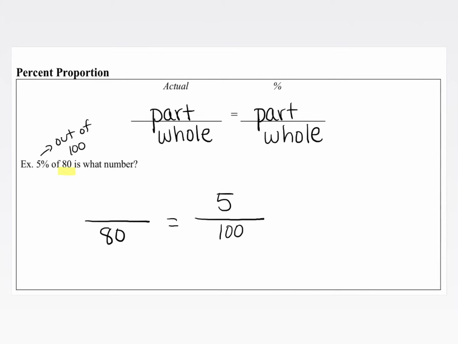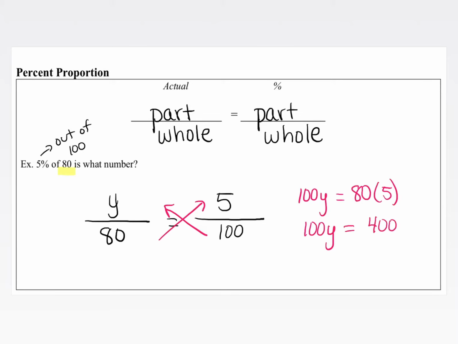We do not know what exactly 5% of 80 is. We don't know what that part is. So here is where we're going to deal with the variable. That's where we're going to put it. Now what we can do is cross multiply. So we have y times 100, or 100y, equals 80 times 5. 100 times y still gives us 100y. 80 times 5 gives us 400.